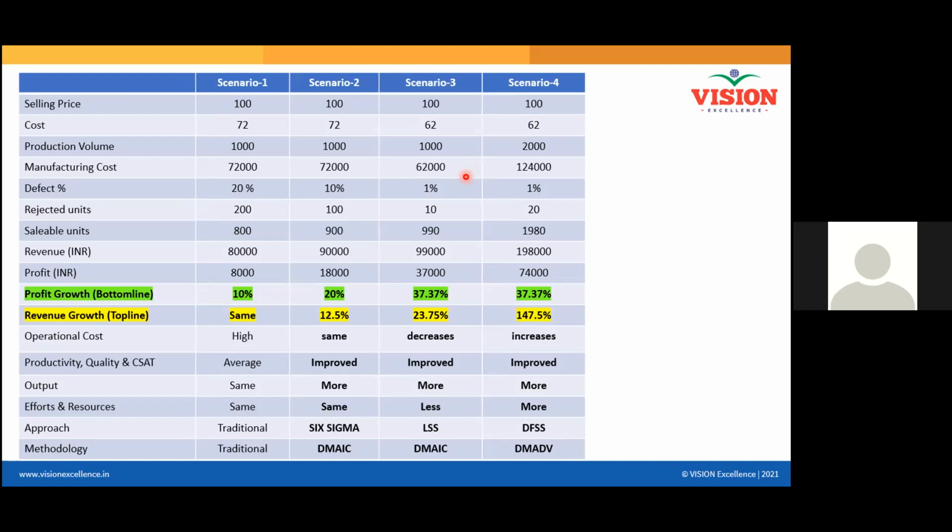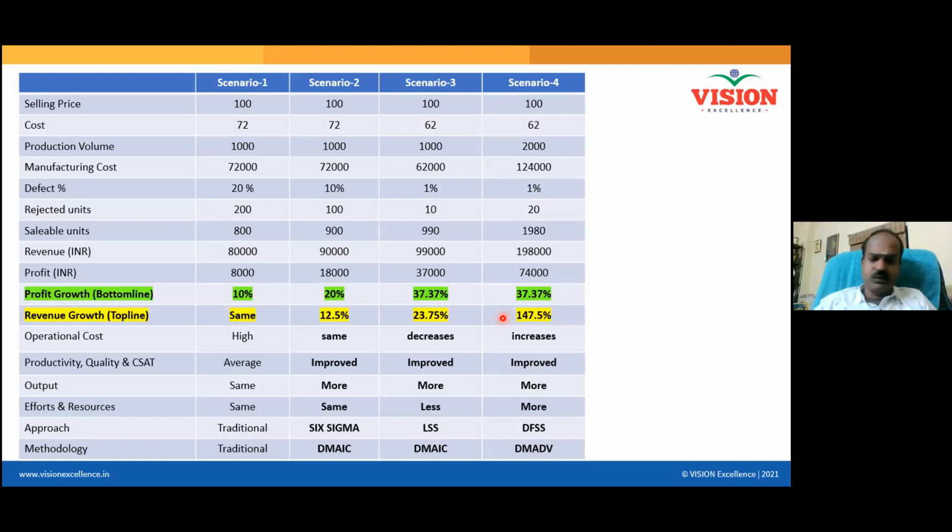Sir, I have one doubt. On what basis has the revenue growth been calculated in the fourth column? See here, you increased from 1,000 units to 2,000, right? When you are producing 1,000 units at a 1% level, what was your revenue? It will be based on 99,000, sir. Okay, 99,000. And now your revenue is 1,98,000.